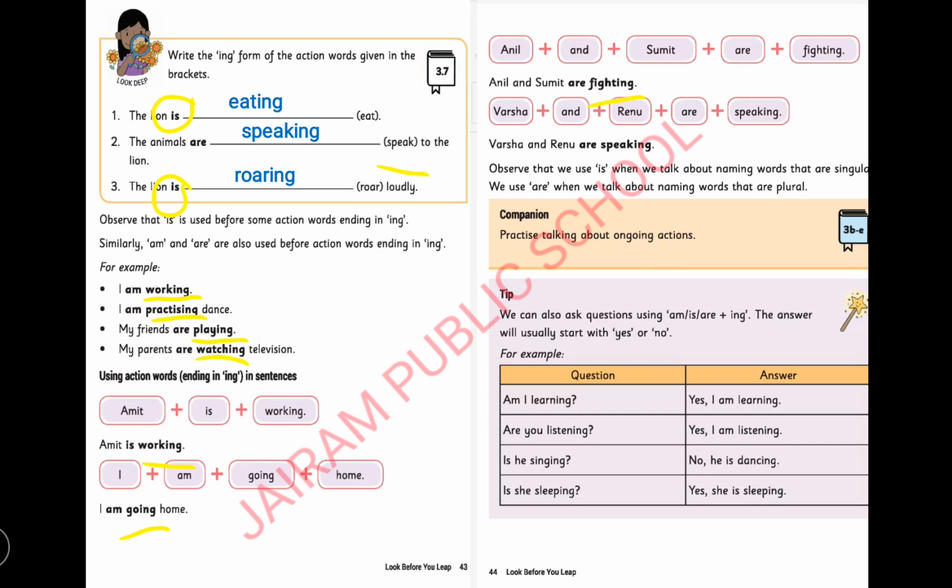Observe that we use is when we talk about naming words that are singular. So here we are coming to a conclusion that if you are talking about a singular naming word, you should use is. If you are talking about a plural naming word, you should use are. Now come back to the sentences. Amit is only one boy, so we are using is here. I means only one I, so we are using am here. Am is also singular, children. Both the words we will use as singular verbs.